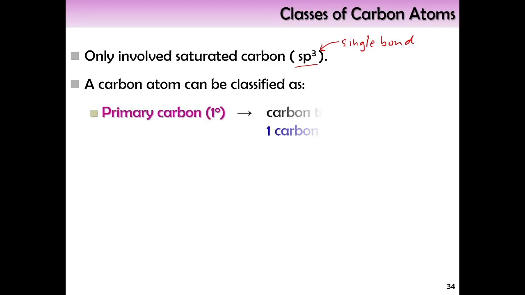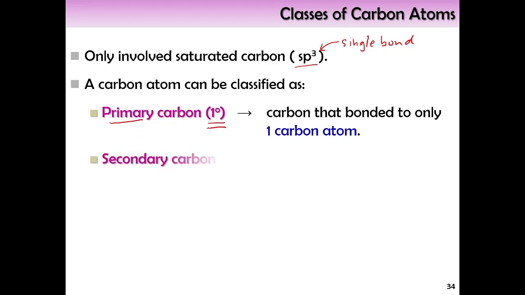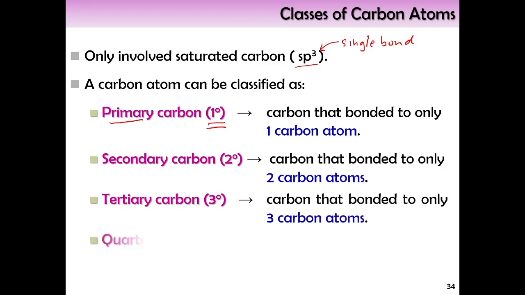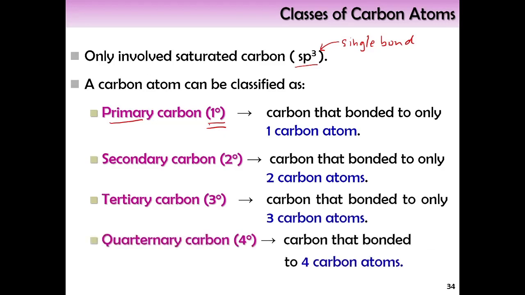Carbon atom can be classified as primary. Okay, primary, not 1 degree. Some people will call this symbol 1 degree. No, it means primary. You are going to read it primary. Secondary, tertiary, and quaternary. Okay, you'll see better with the next slide.